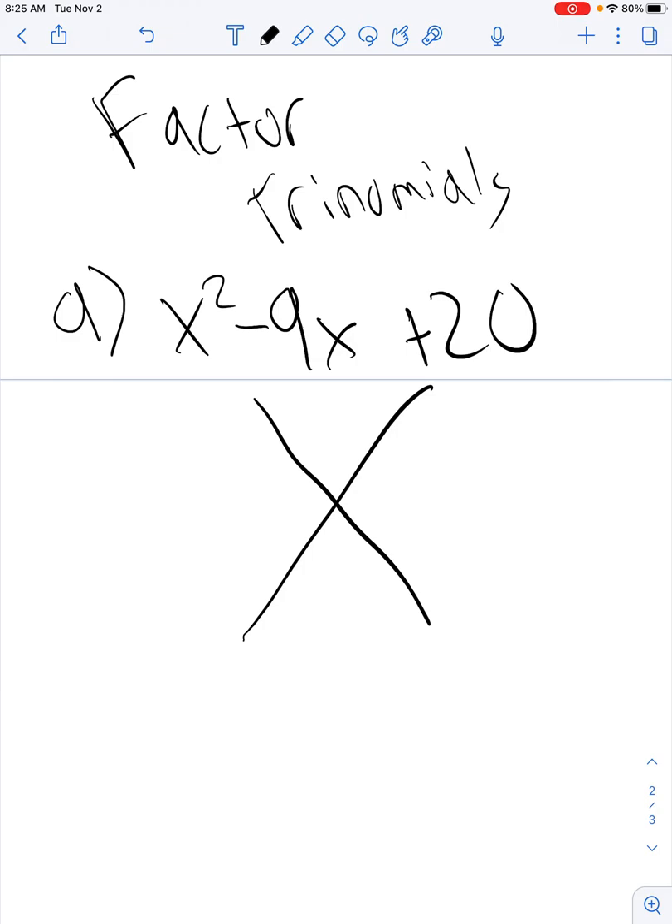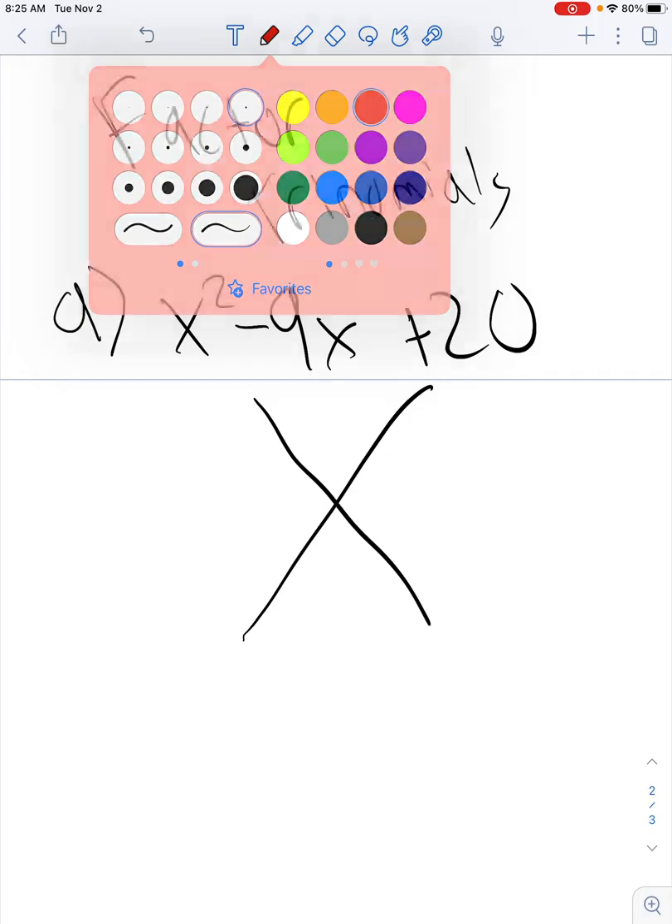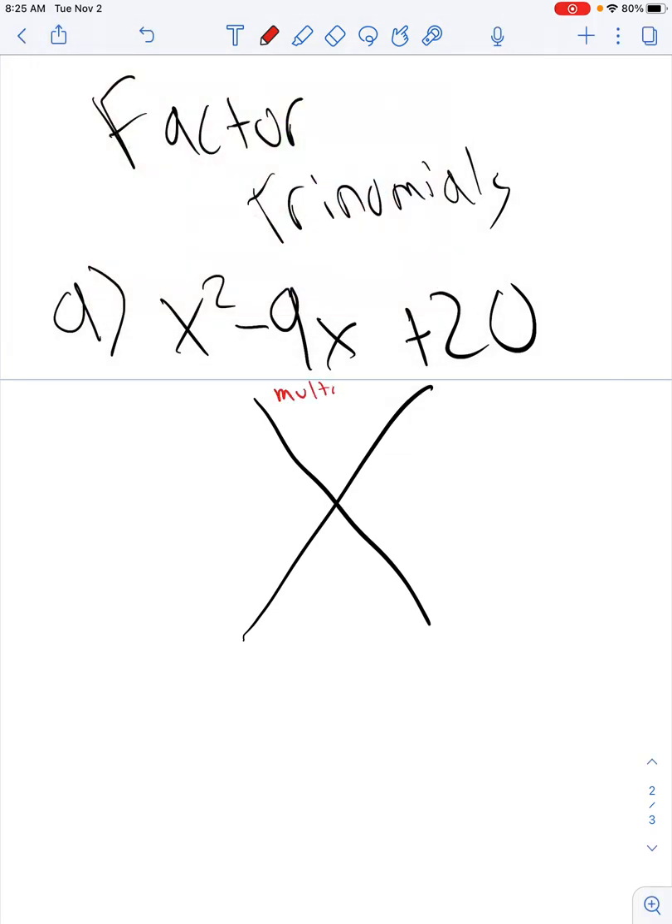So I'm going to make my factor x. And what I need to think about is I need two numbers that add to get negative 9, but multiply to get 20. So again, my goal is multiply and then add together. I know that they have to multiply to get 20 and they have to add to get negative 9. So I'm thinking about all the ways that I can multiply: 2 and 10, 5 and 4. Hey, I like this 5 and 4.